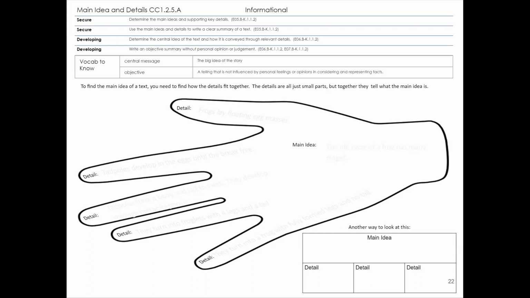This is Mrs. Lopez from Mountain View, and we're going to look at main idea and details today. So when we are determining the main idea, it's supported by key details within the text.